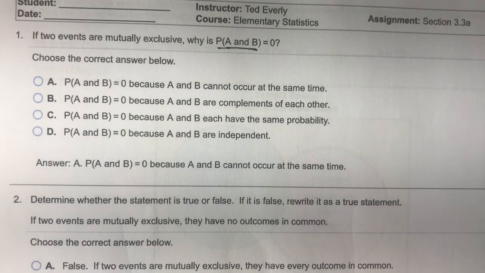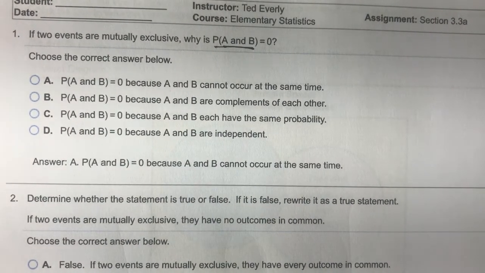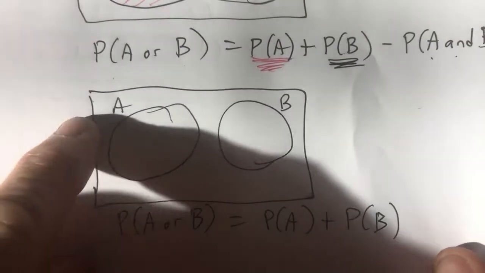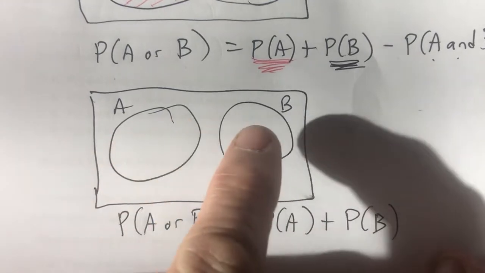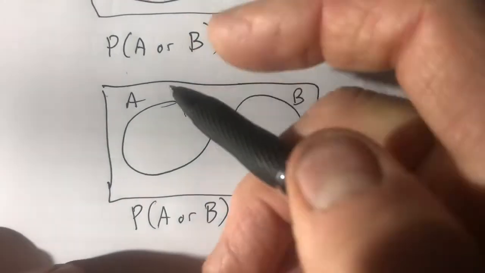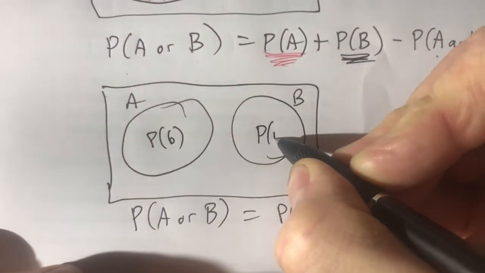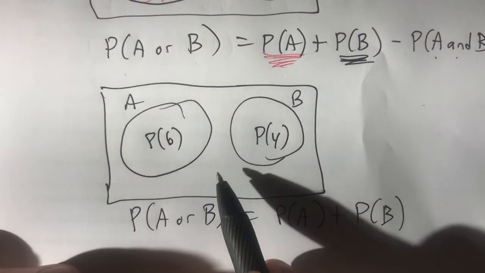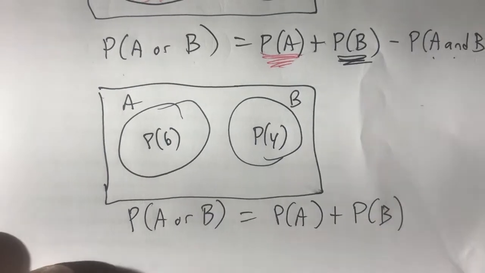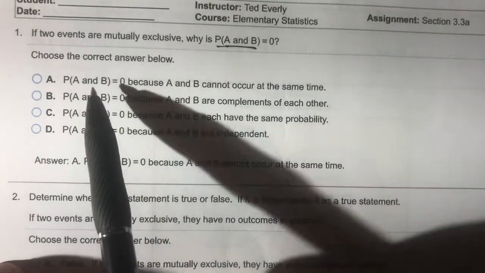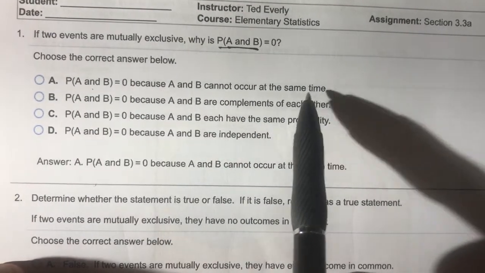When they're mutually exclusive, just like we looked at here in this picture a minute ago, these are mutually exclusive because you can't have A and B at the same time. This right here might be the probability of getting a 6, where this is the probability of getting a 4. You can't do both of them. So these are mutually exclusive. So the probability of doing both of them is 0 because they can't occur at the same time.